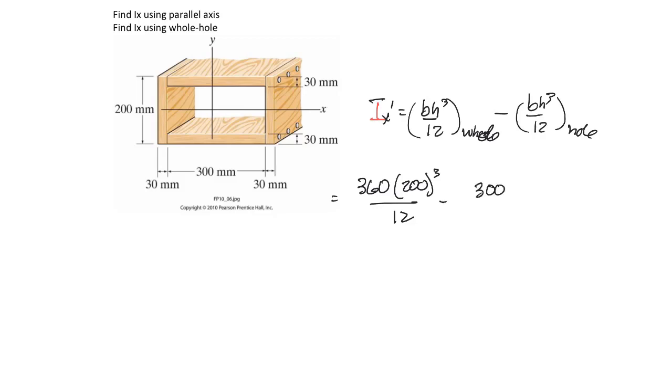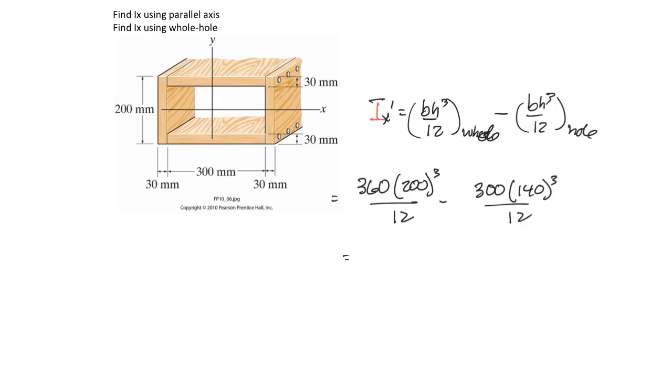Minus the whole, which is 300, is the base. The height being 140 over 12. Now, where did we get 140? It is this 200 minus 2 times 30. So this inside dimension here is 140.